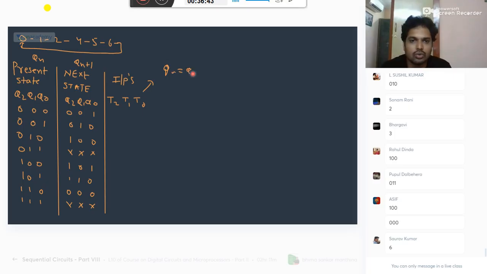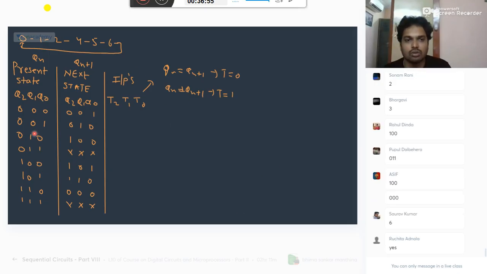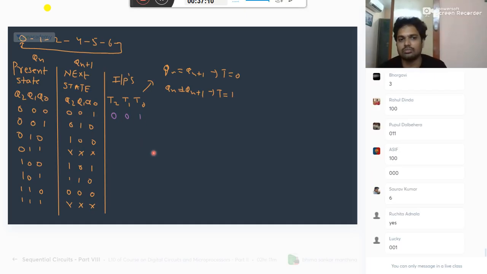So T2, T1, T0 is, T flip-flop character excitation table. Qn equal to Qn plus 1, your T must be 0. Qn not equal to Qn plus 1, T must be equal to 1. You remember this or not? If they are different, you should give 1, otherwise you should give 0. You tell me here 0, 0. You just see Q2 only. This is 0, this is 0. Same means give 0. Here Q0 and Q0 are different now, so you should give 1.